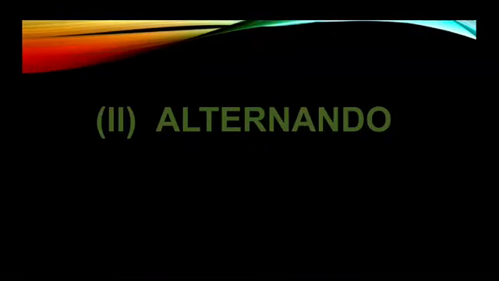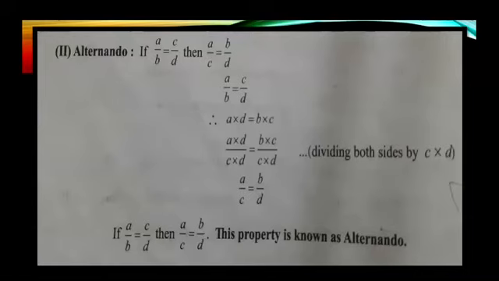The next property we are going to learn is alternando. If A upon B is equal to C upon D, then A upon C is equal to B upon D. Let us write our major ratio, that is A upon B is equal to C upon D. Let us cross multiply it. A into D is equal to B into C. We are dividing both sides by C into D. So we get A into D upon C into D.